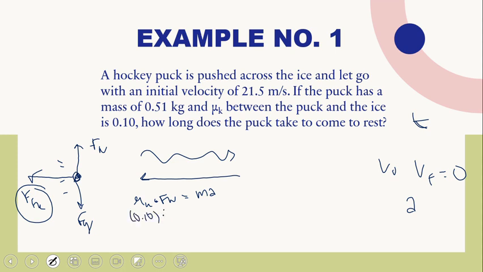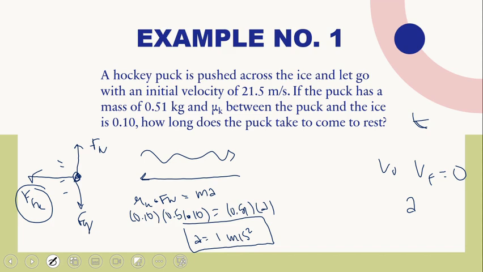So mu k is 0.10 times the normal force, which is the mass of the puck times 10 to get its weight, and then the mass, which is 0.51, times a. And when you simplify this out, you get that a is 1 meter per second squared. Okay, so now we have our third kinematics variable, so we can use our first equation, Vf equals Vo, or initial velocity, plus at, and we can find t.